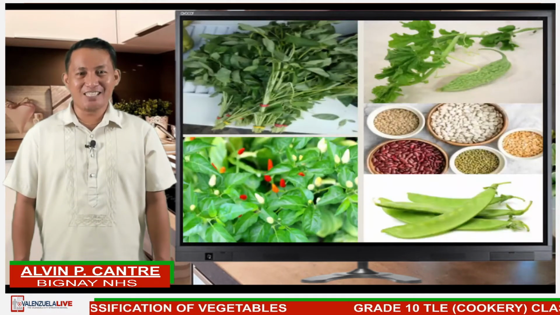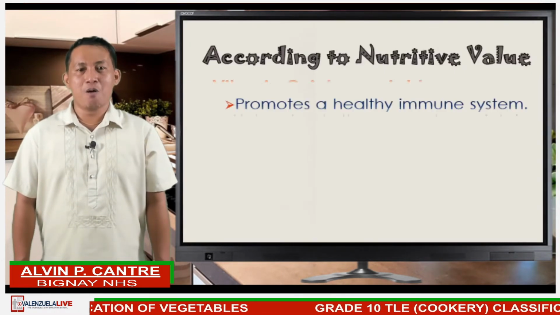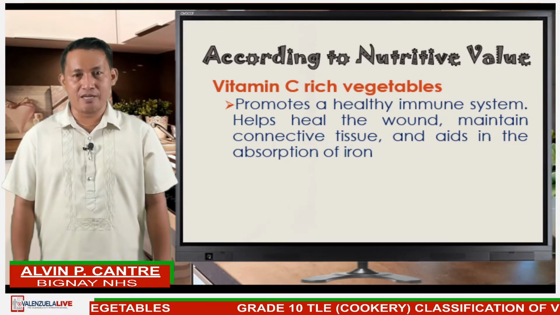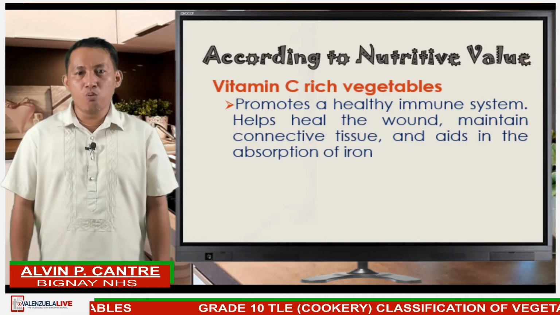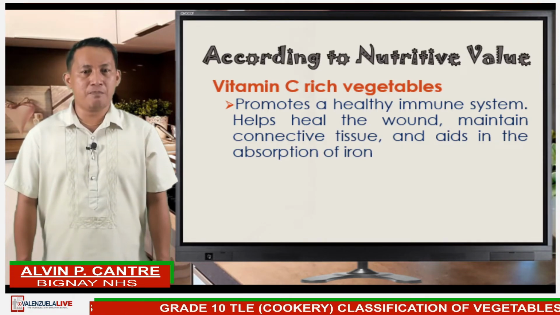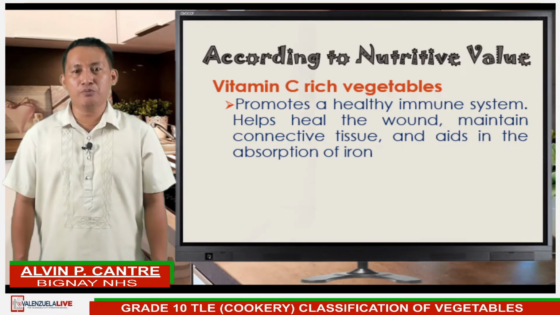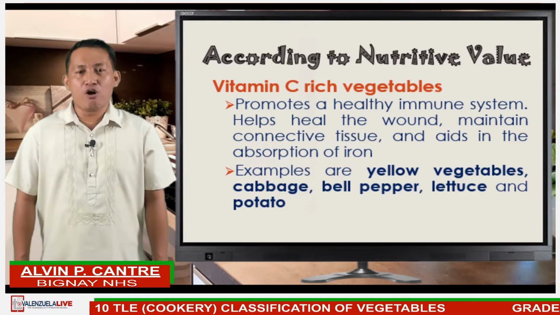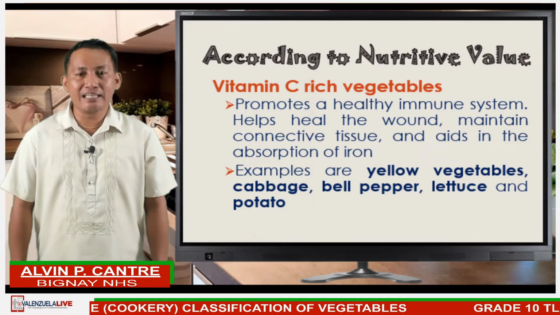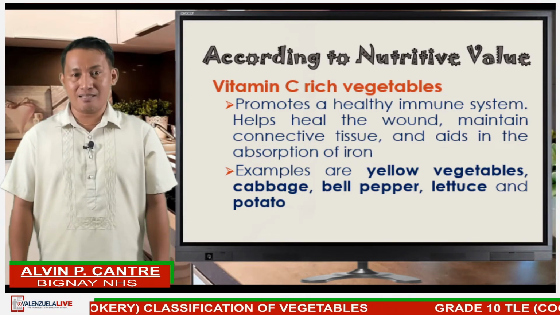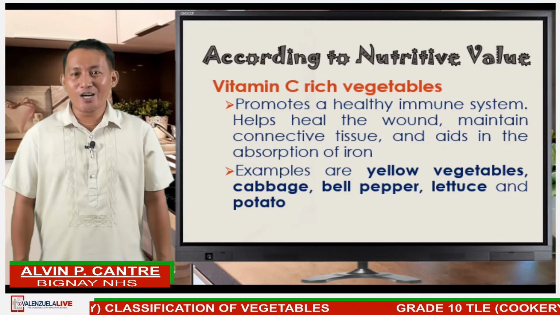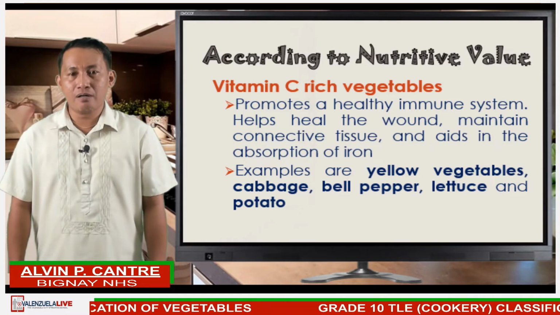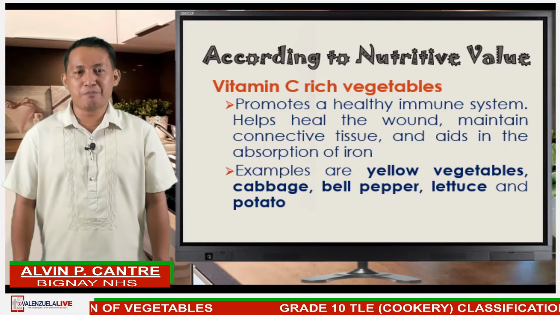And lastly is the vitamin C rich vegetables. This promotes a healthy immune system, helps heal the wounds, maintain connective tissues, and aids in the absorption of iron. It is also an antioxidant that helps prevent cell damage caused by free radicals. Examples are yellow vegetables, cabbage, bell pepper, lettuce, and potato.